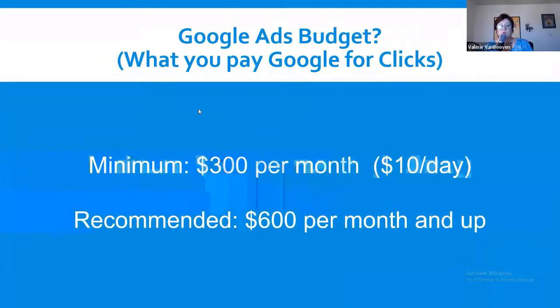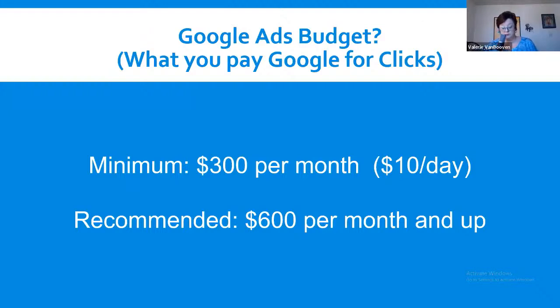Google Ads budget. What do you pay Google for clicks? Now, I know some home care agencies spend $3,000, $6,000, $7,000 a month, especially in very competitive places. The minimum spend, the minimum you can pay Google to get any traction at all, and it's going to depend on your area, is $300 a month, and that's $10 a day.